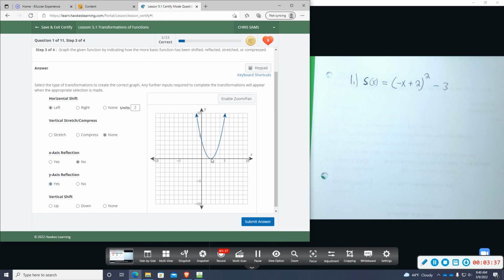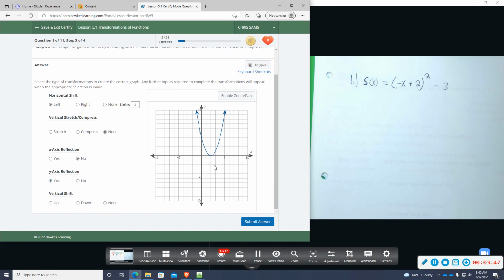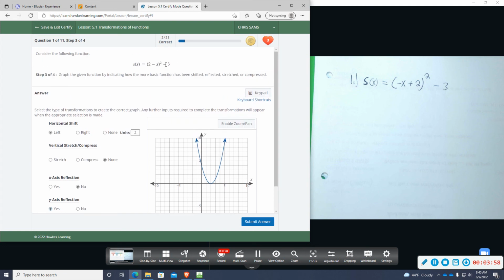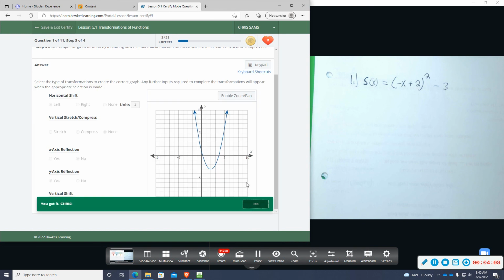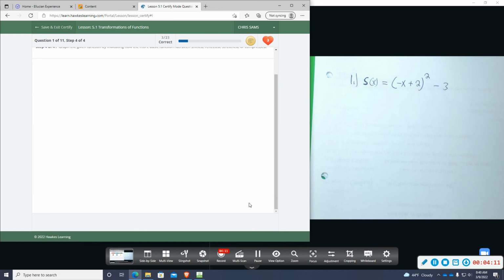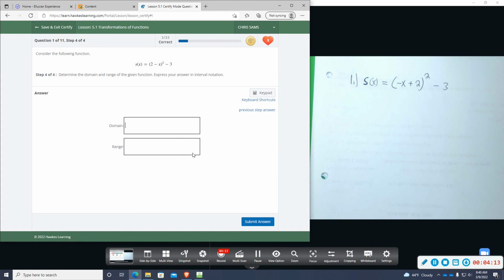So it looks like it actually moved right 2, when in fact it moved left 2, but the reflection moves it. So this is kind of what I was trying to mention in the overview at the beginning, but it takes care of it for you, so be careful. And then vertical shift, yes, we had a shift, the 3, but it's negative, so that means we went down. So we went down 3 units. And then that's it. So let's go ahead and do the next one, or there's one more part.